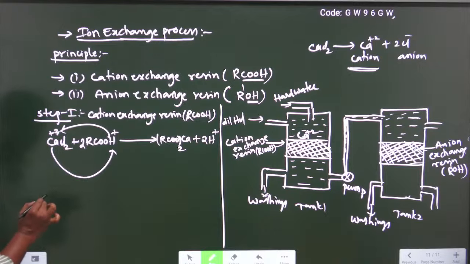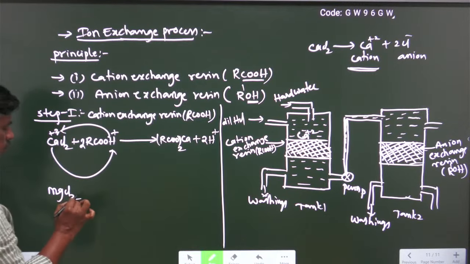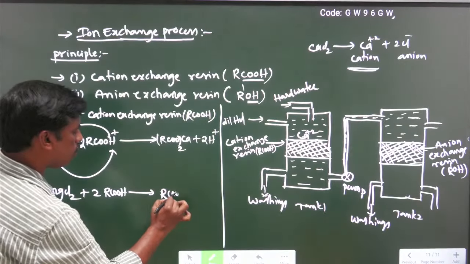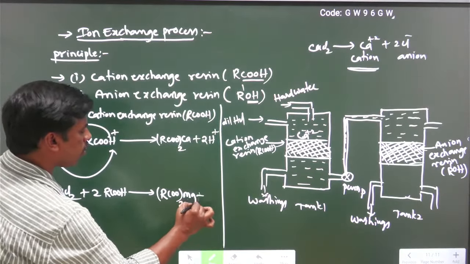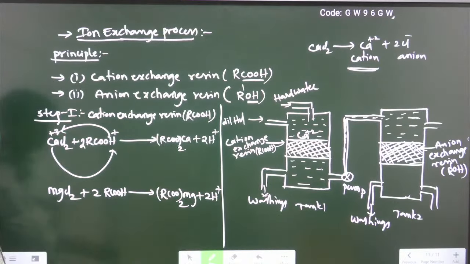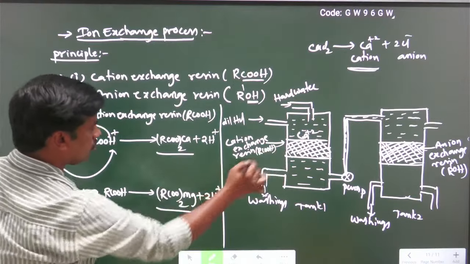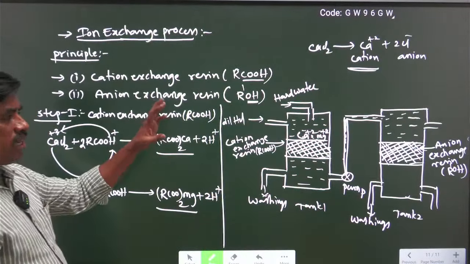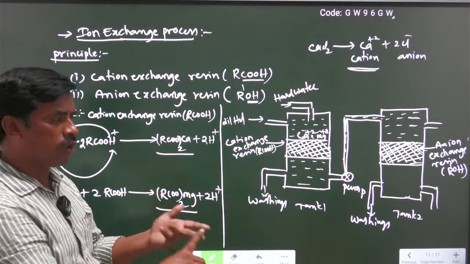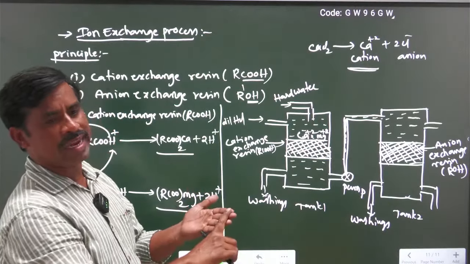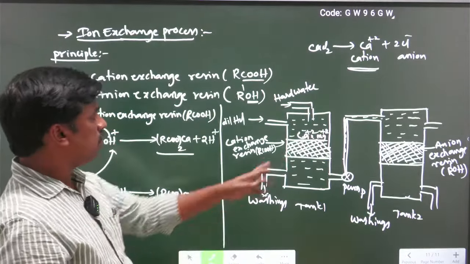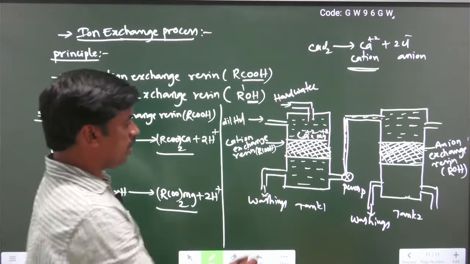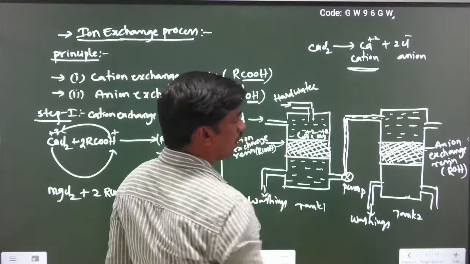In a similar manner, for example, magnesium chloride is present: 2RCOOH combines to form (RCOO)2Mg plus 2H plus. Reactions like this take place. This compound stops on the surface of the resin. Calcium plus 2 or Mg plus 2 are stopped on the surface. Mostly cations in dissolved salts, whether bicarbonates, chlorides, sulfates, nitrates, etc., are calcium plus 2 and magnesium plus 2. These two cations are stopped on the surface of the cation exchange resin bed. The remaining water goes down and, with the help of this pump, enters the second tank.